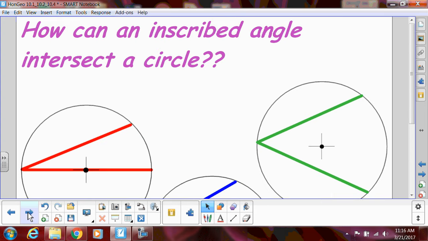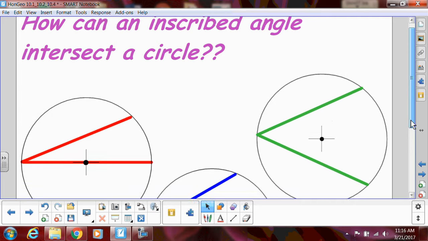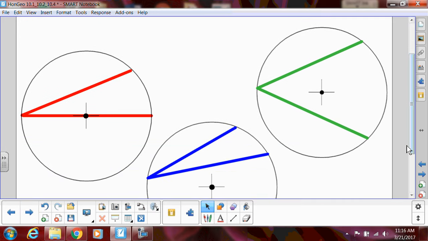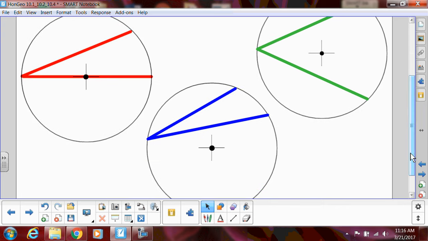These are just different diagrams of how an inscribed angle can look. I showed you one that looked like this green one, but one of the chords, one of the sides of the inscribed angle, could go through the center like the red one. Or in the blue one, notice that both chords are on one side of that center, so they're real close together.